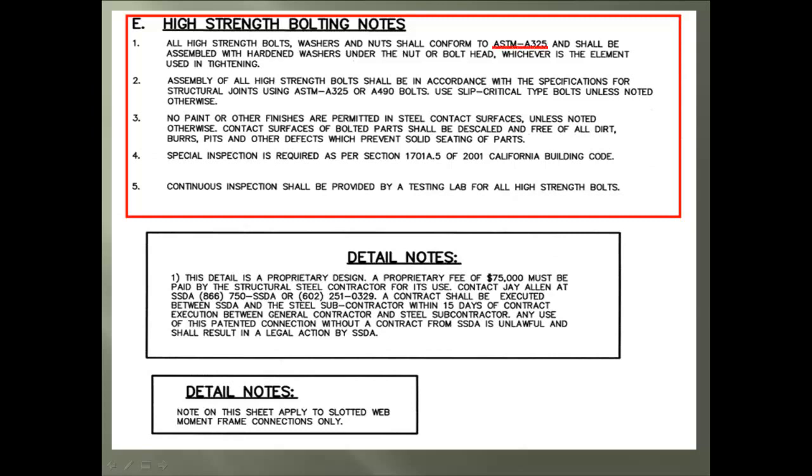Okay, the bolt material will be A325. Number 2 is calling out the AISC specifications to be satisfied. This is not allowing paint or dirt on the surface of where the bolt will come in contact. And lastly, special inspection is required by the CBC, and continuous inspection is also needed.